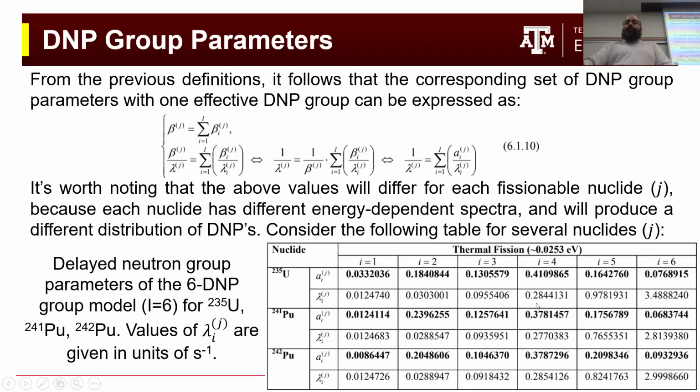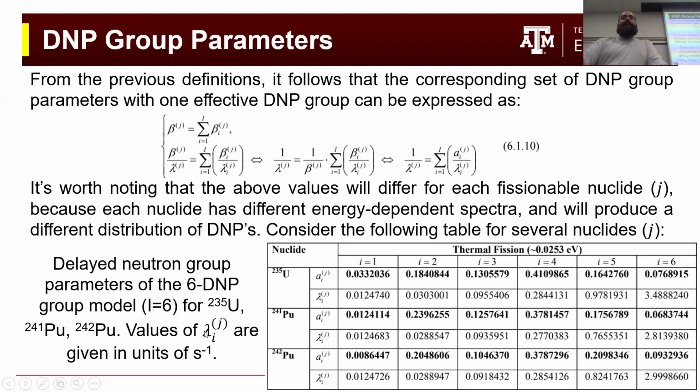And this is another useful table that is in Dr. Svedkov's notes that talks about 3 different nuclides for a six precursor group model. So i goes from one to six, and then we have the abundances for each group, and we have the decay constants for each group. And then the subscript j just reminds us that these are the values that belong to the isotope U-235. These are the ones that belong to 241, and so on.